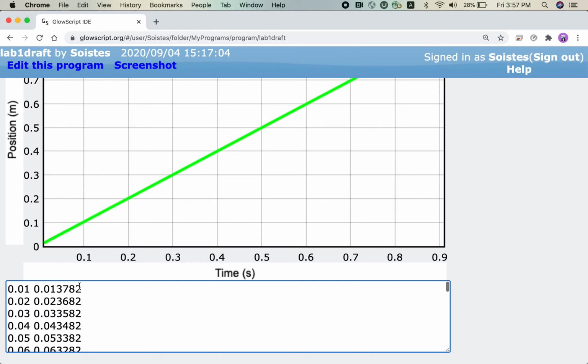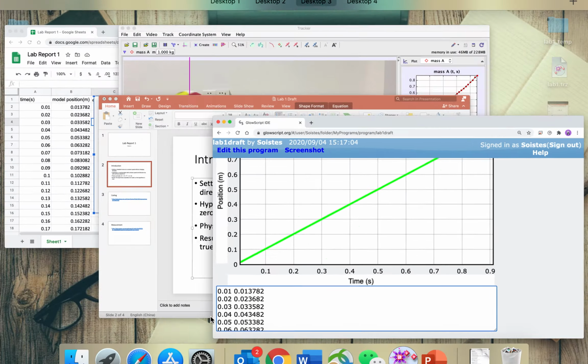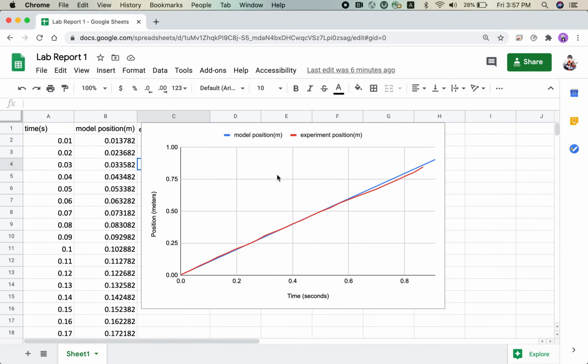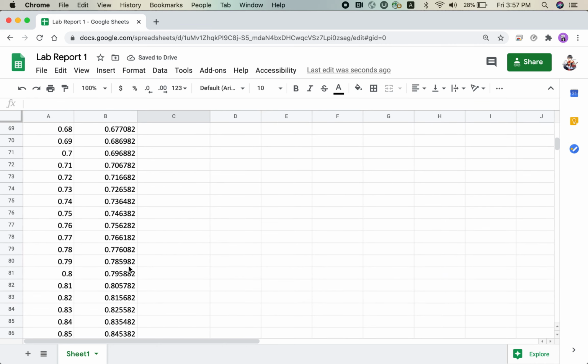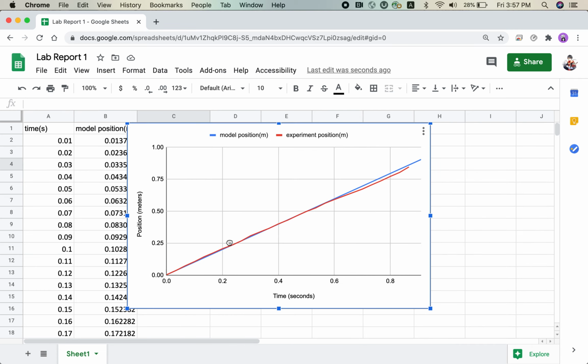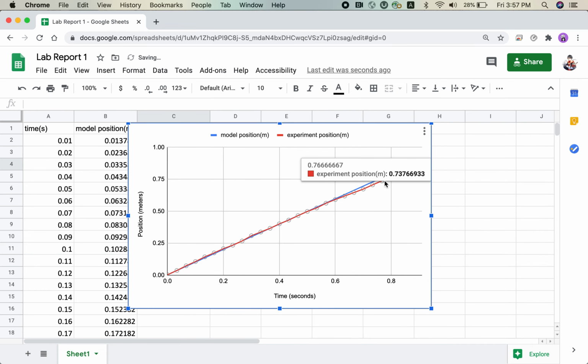The first column is time, the second column is the x position of the ball. And when we collect the data from the experiment and the computer model here, we can draw a graph. The red line is for the experiment, the blue line is for the model. And we can find that these two lines are really similar to each other. So the computer model can predict the experiment. That means the hypothesis is true. A moving object with constant speed and direction has zero net force acting on it.